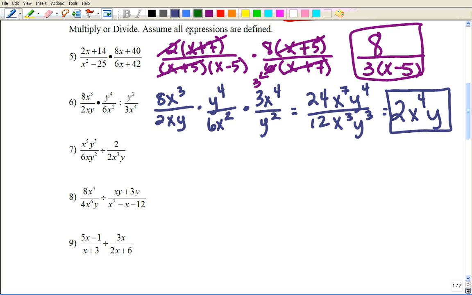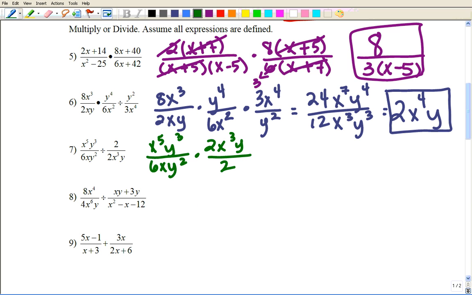Alright, the next example, so x to the 5th y cubed over 6xy squared divided by the second expression. Let's go ahead and make this multiplication. So the first thing will stay. Let's make this multiplication and we'll flip this upside down. So we have 2x cubed y over 2.